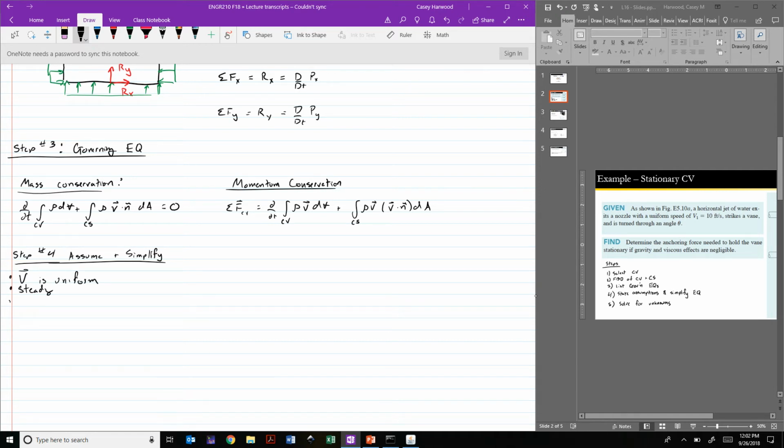We've got that we're neglecting gravity. And then we've got water. Basically, if we're dealing with water, that means the flow is incompressible, and we can treat rho as being a constant. Rho is equal to a constant value.